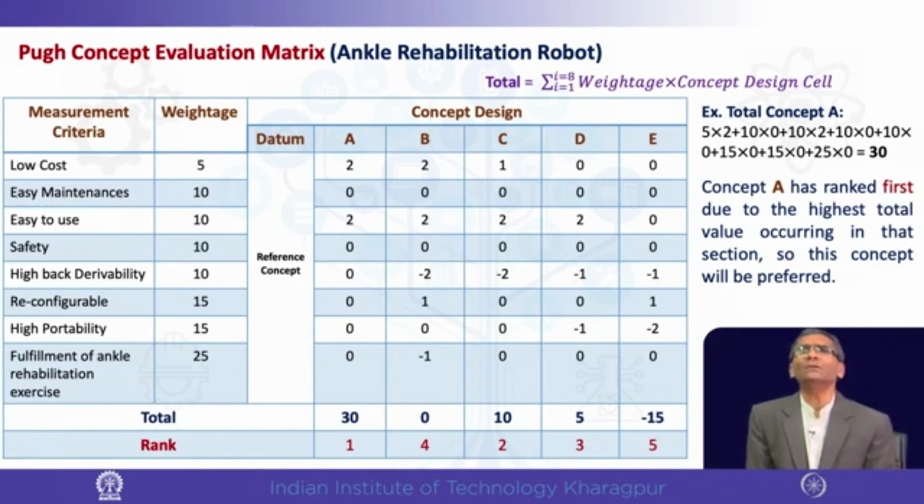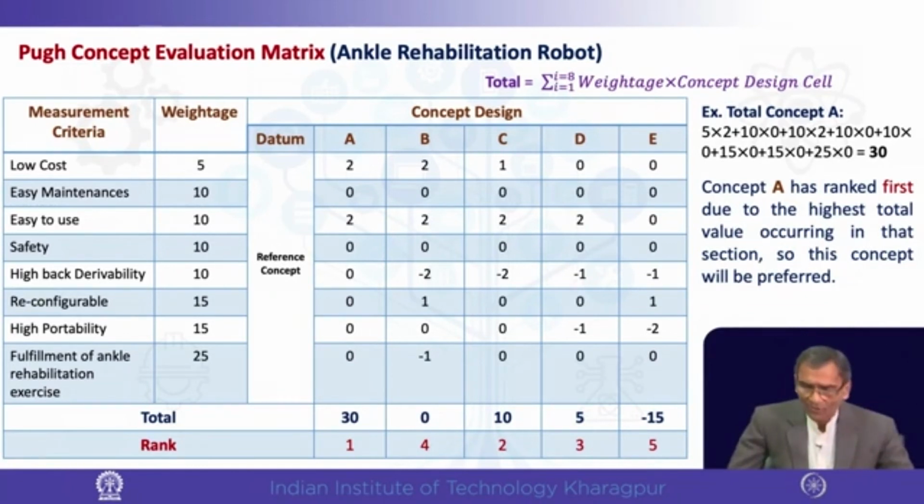Maintenance wise, if we see, they are all equal, there is no major difference. Cost wise, if you see that D and E does not make any difference in concept, but A and B are pretty good, C is good, alright. So, like that, and if we go to the last one, that fulfillment of ankle rehabilitation exercise, where all are equal except B, B is worse, not extremely worse, but worse. So, it is minus 1.